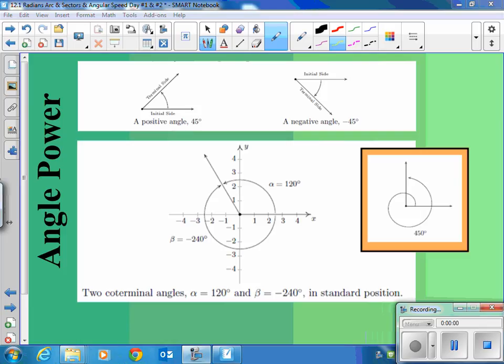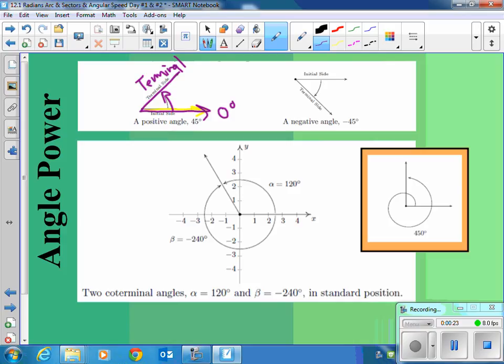Topics today. One is you're going to be able to identify coterminal sides. A coterminal side: we're always going to start with, if you want to call it east, 0 degrees. That is my reference that we always start. And then where you end is your terminal side. Sounds kind of terminal, doesn't it? All right, so that's where you end.